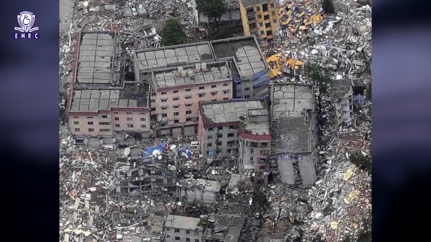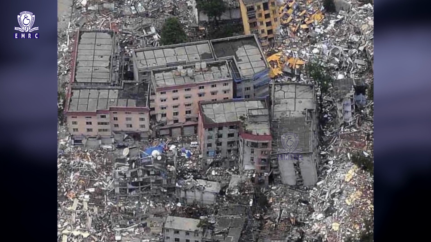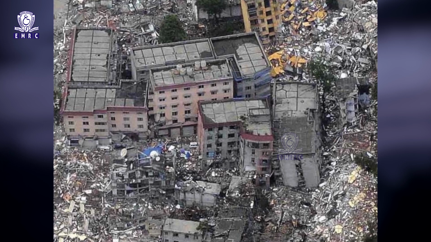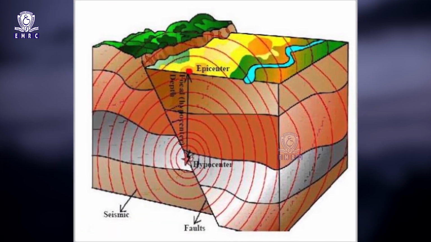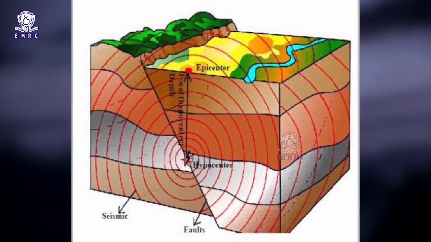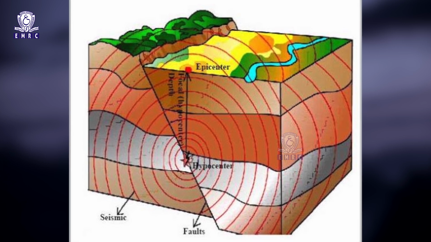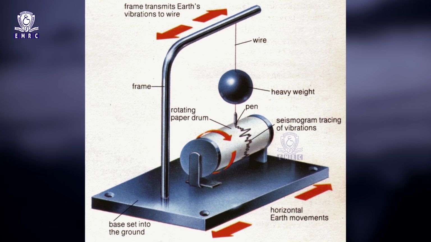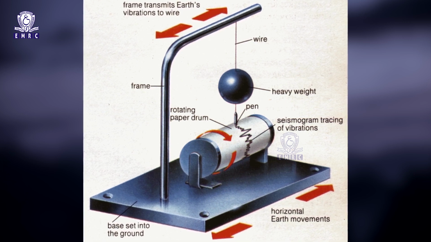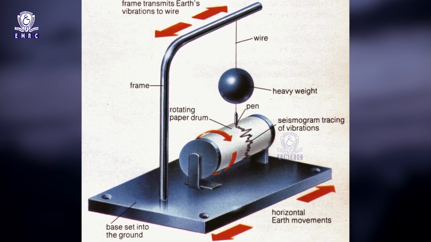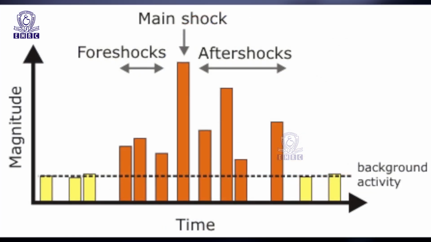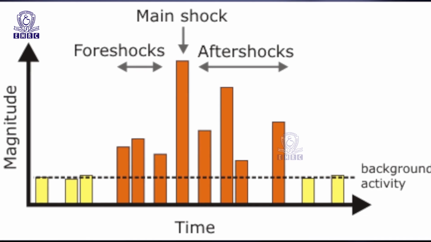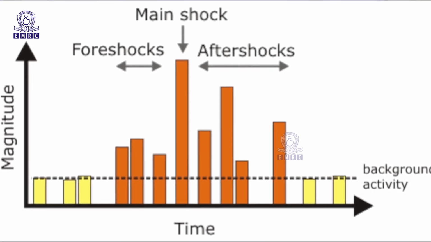The earthquake shock is first felt at the epicenter, and therefore the intensity is highest. Maximum damage due to the earthquake is experienced around the epicenter. The waves generated by the earthquake are recorded by an instrument called a seismograph. Seismograph records the seismic waves in the form of foreshock, main shock, and aftershocks.